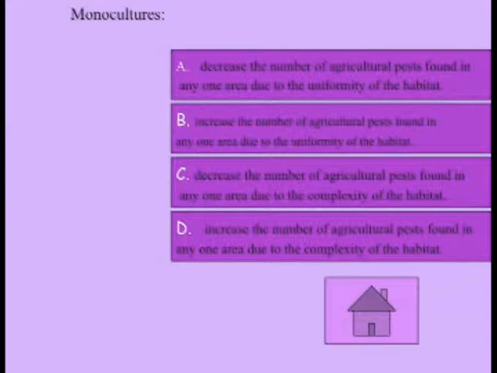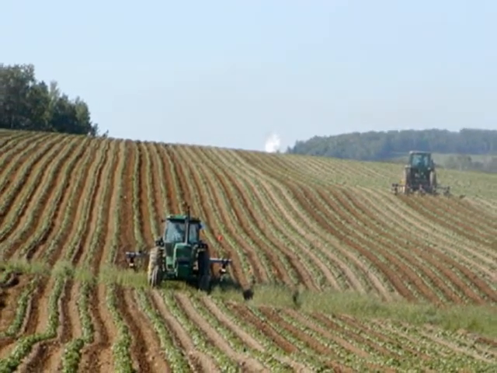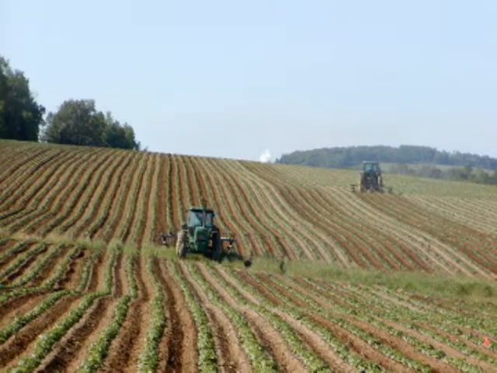All right, and who knows the answer to monocultures? So the one obvious answer is B. B, increase the number of agricultural pests found in any one area due to the uniformity of the habitat.